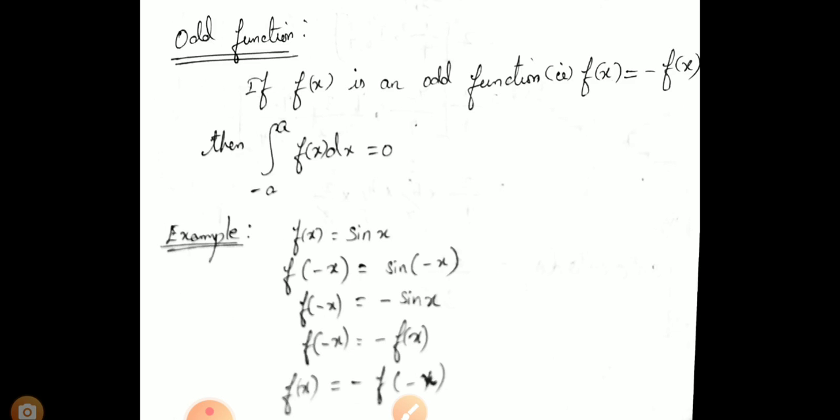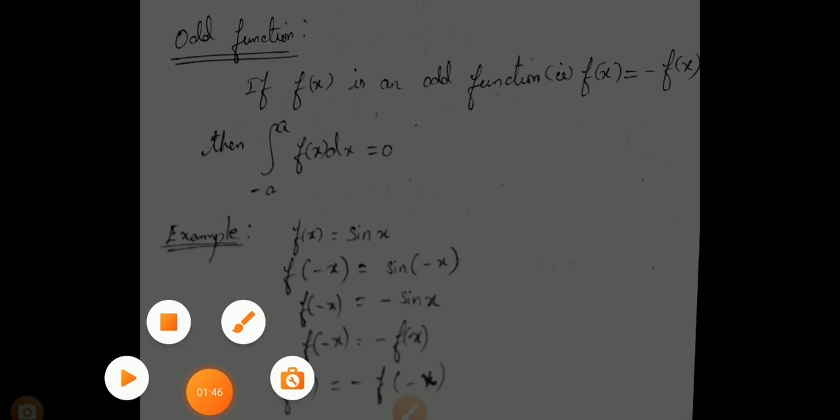Next we are going to see the odd function. If f of x is an odd function, then f of minus x is equal to minus of f of x. The minus should be outside, minus of f of x. Then the integral over minus a to a of f of x dx is equal to 0. That is the condition. So for example, here we are taking the odd function as sin x. So f of x is equal to sin x. So f of minus x can be written as, what will happen? Sin of minus x. That can be written as minus sin x. So minus f of x has to become. So f of minus x is equal to minus f of x. So it comes under the odd function.